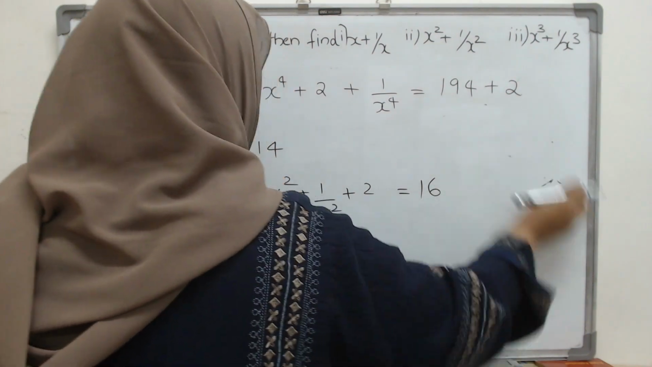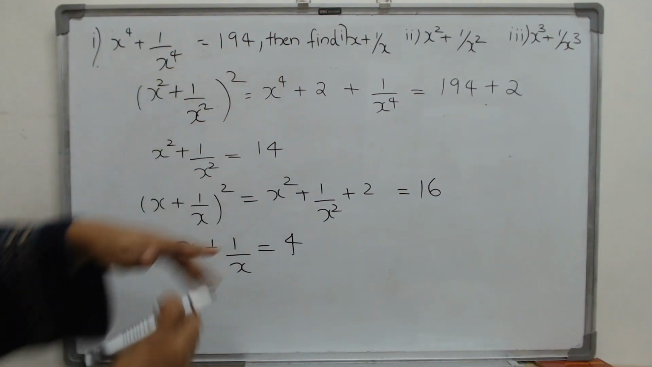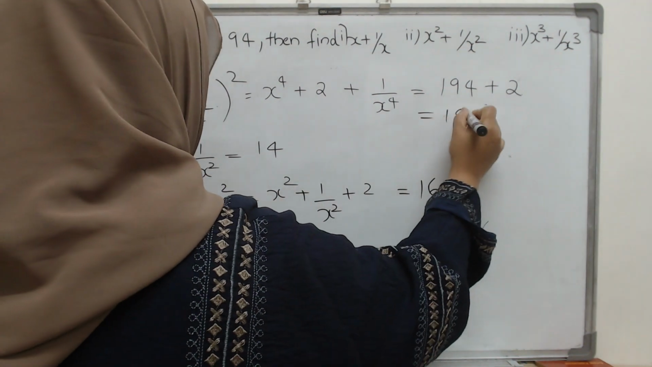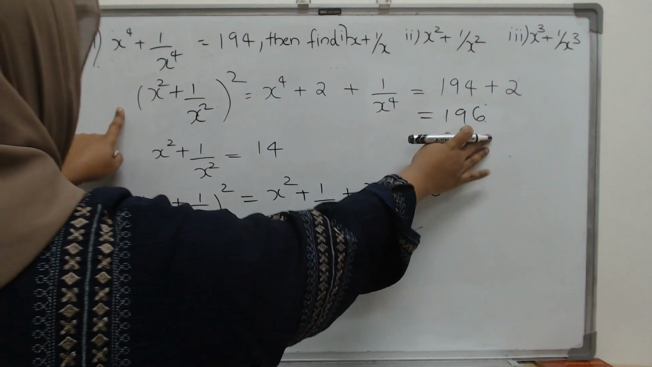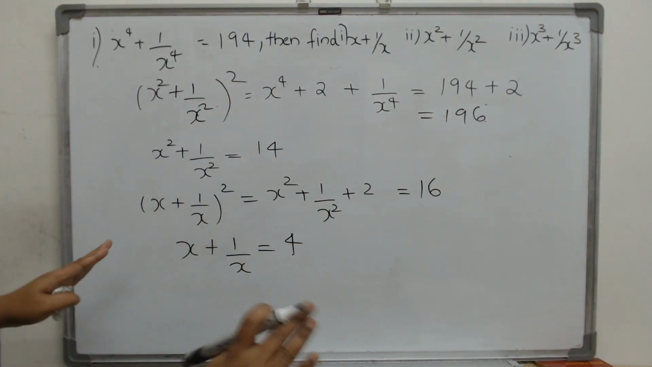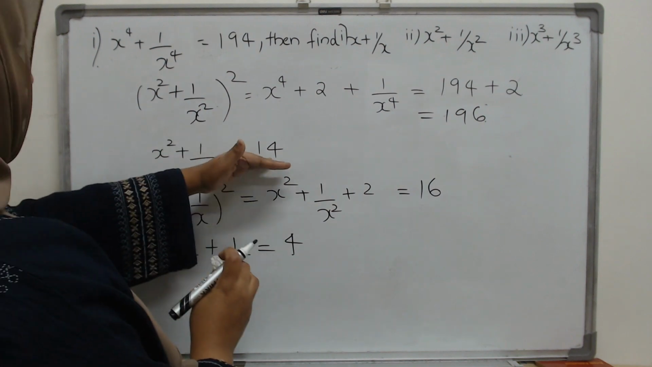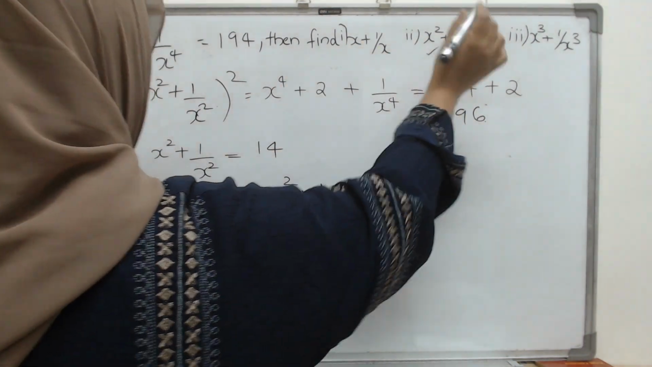Substitute the values. What is the only value you know? It is just 194. Substitute it. You will get 196. That is what? The square of this whole thing is 196. So you have both the negative and the positive roots, but I am just taking the positive root here. The square root of this is 14. So there you have got one answer.